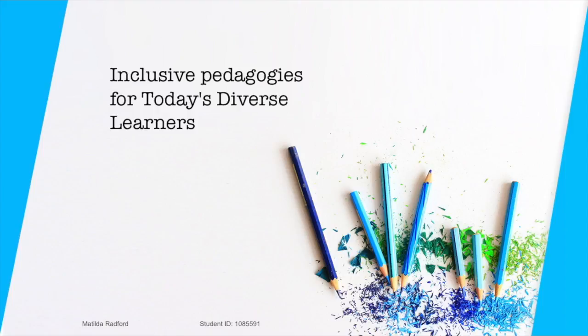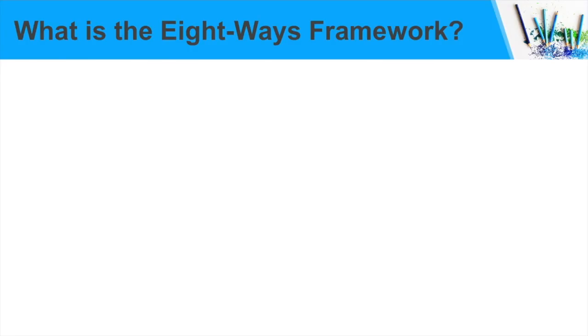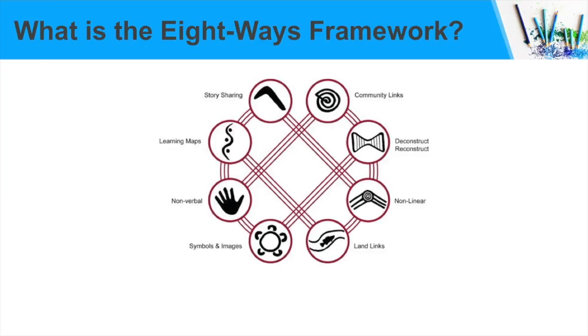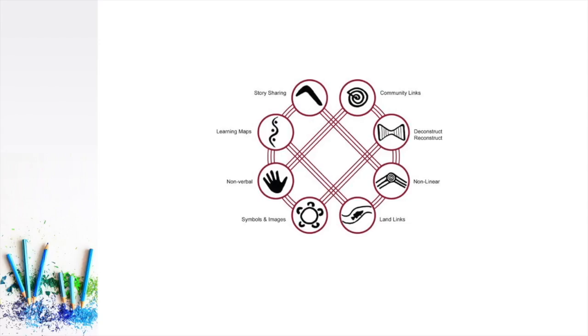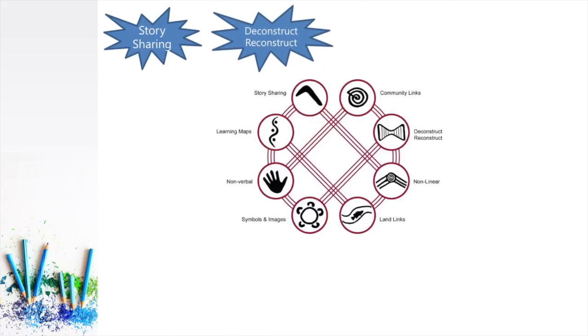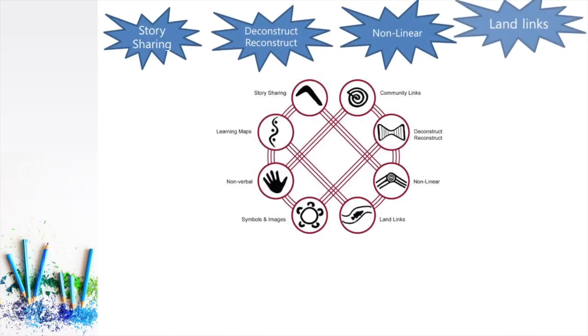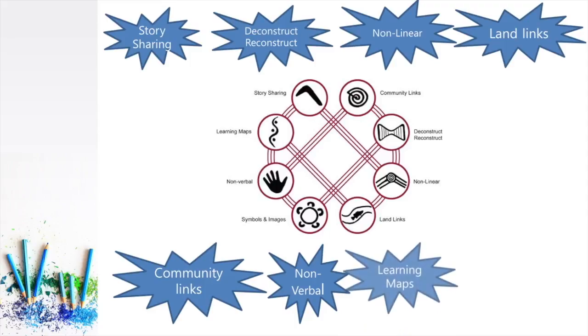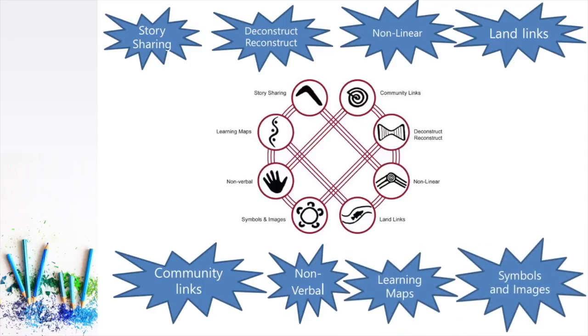The 8 Ways framework is a great, inclusive and diverse framework to implement into your classroom. It can be implemented into all learning areas as it allows the learning to be engaging and authentic. The framework is comprised of 8 pedagogies that interrelate. The framework views teaching as being primarily holistic, non-linear, hands-on, visual and social. The 8 interrelated pedagogies include story sharing, deconstruct, reconstruct, non-linear, land links, community links, non-verbal, learning maps, and symbols and images.